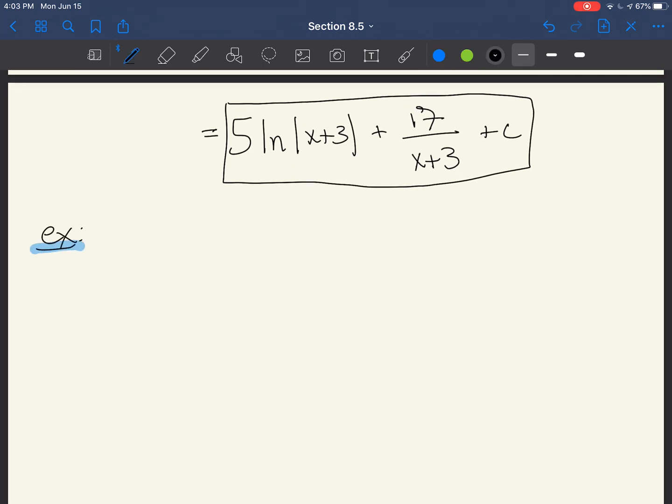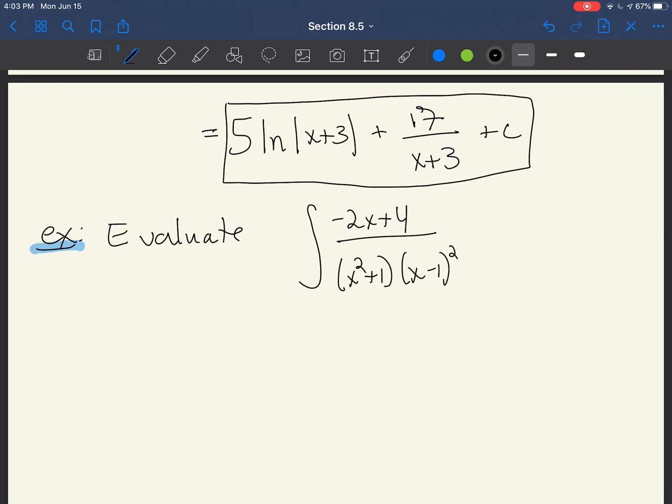Okay, next nuance. We're going to evaluate the integral of, this one's a long one, (-2x + 4) divided by (x² + 1)(x - 1)² dx.